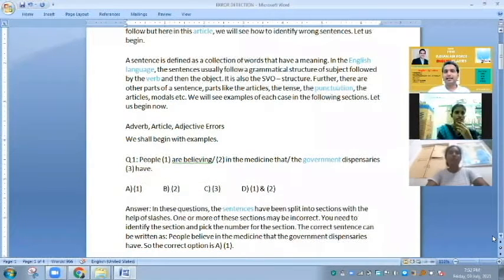Adverb, article, adjective, errors. So how do you know that it is an adverb? Tell me, Deepika. How do you know something is an adverb? What's the basic definition of an adverb? Can you tell me? I think before the article is an adverb. That can be the exact definition. You can probably define differently.